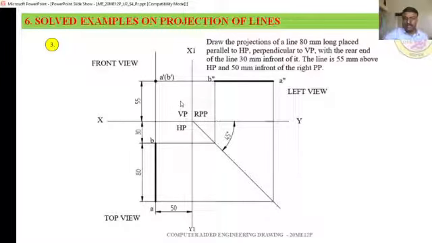Now to obtain the side view, from here you draw a 45 degree line. Now draw a horizontal projector from A to meet this 45 degree line. Then take a vertical projector. From A dash you draw a horizontal projector where these two intersect, that is A double dash. Similarly, draw a horizontal projector from B to meet the 45 degree line. Then take a vertical projector. Then from B dash you draw a horizontal projector where these two intersect, that will be B double dash.